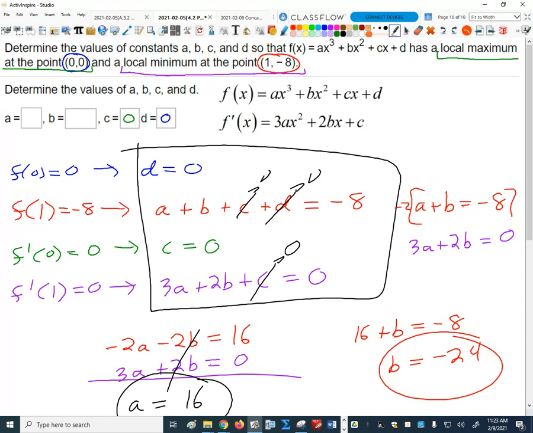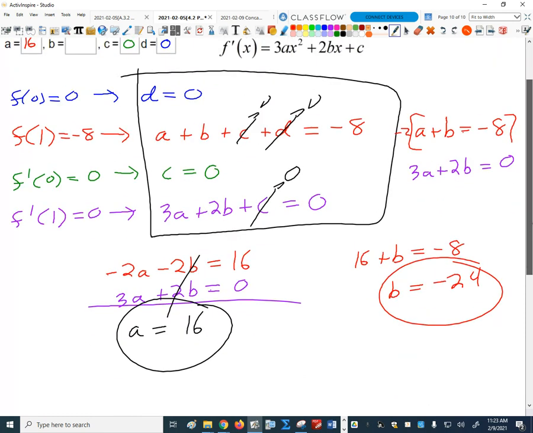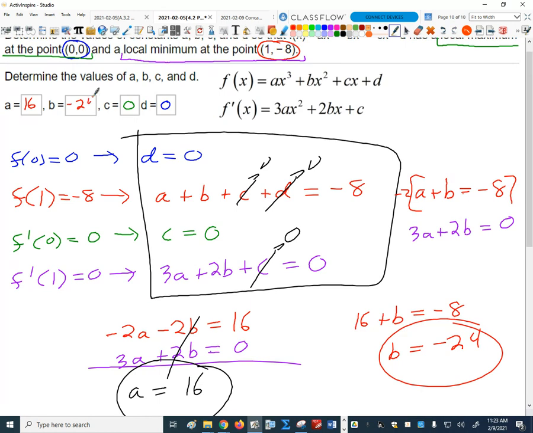My original function then is, I got a is 16 and b is -24. Okay, everybody see that? See if we got it right. Hope we did. Oh, we did. Good. Is that what we got? 16, yeah, 16, -24. Okay.